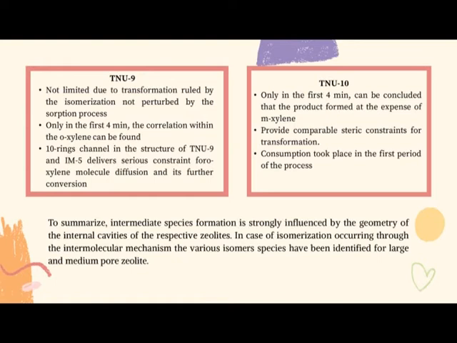The 10-ring channel in the structure of TNU9 and IM5 delivers serious constraint for o-xylene molecule diffusion and its further conversion. Lastly, TNU10. Only in the first 4 minutes can it be concluded that the product formed at the expense of m-xylene provides comparable steric constraint for transformation. This can also be implemented for the catalyst IM5 to differentiate disposed zeolites. It is the sequence of the changes taking place on the surface. Consumption took place in the first period of the process because the formation is strongly influenced by its geometry. To summarize, intermediate species formation is strongly influenced by the geometry of internal cavities of the respective zeolites.